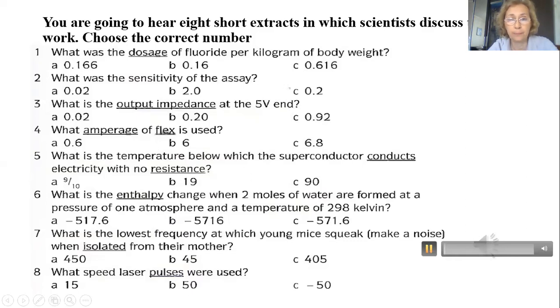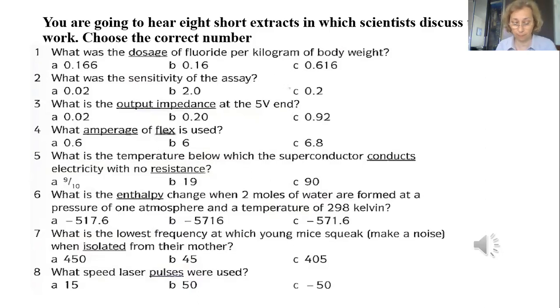6.4. 1. As this was a dosage of 0.166 milligrams of fluoride per kilogram body weight, the equivalent amount needed to achieve a similar peak in a 20 kilogram child would be 3.33 milligrams of fluoride. 2. The sensitivity of the assay was 0.2 picomoles. 3. The output impedance is about 0.02 ohms at the 5-volt end and 0.1 ohm at the 15-volt end of the range.